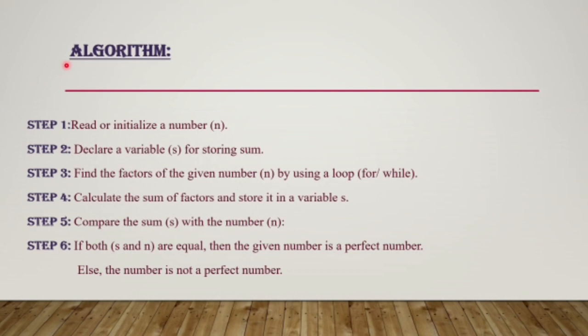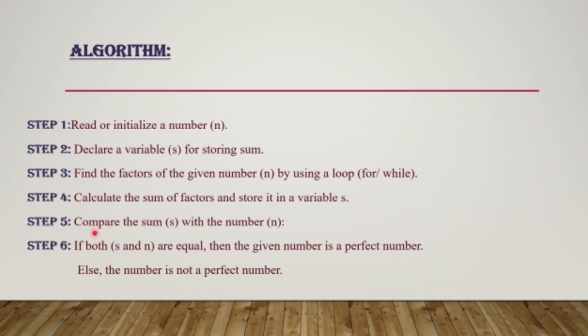Now let us try to understand the algorithm to check whether the number is a perfect number or not. In step 1, we will read or initialize a number n. In step 2, we will declare a variable s where we can store the sum. In step 3, we have to find the factors of the given number n, which we have already initialized in step 1, by using a for loop or while loop. In step 4, we will calculate the sum of factors and store it in the variable s which we have declared in step 2.